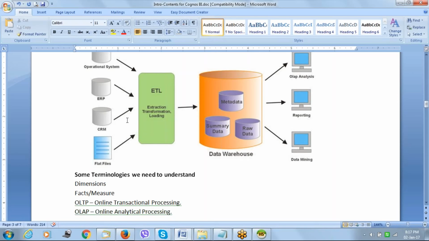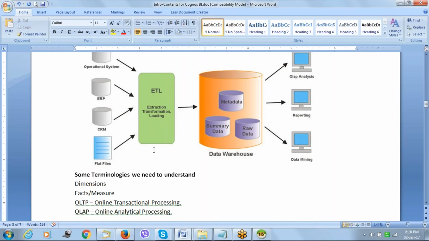So you can say it's a comparison. You check the previous history, last year's data, and compare it to the current scenario: what's going on, why the sales go up and why they go down. So OLAP is analytical processing, and in this analytical processing we have the data warehouse. These are the terminologies we need to understand. OLAP is a data warehouse.